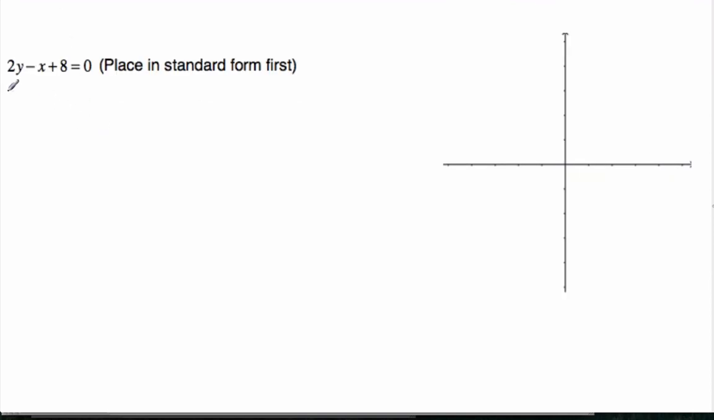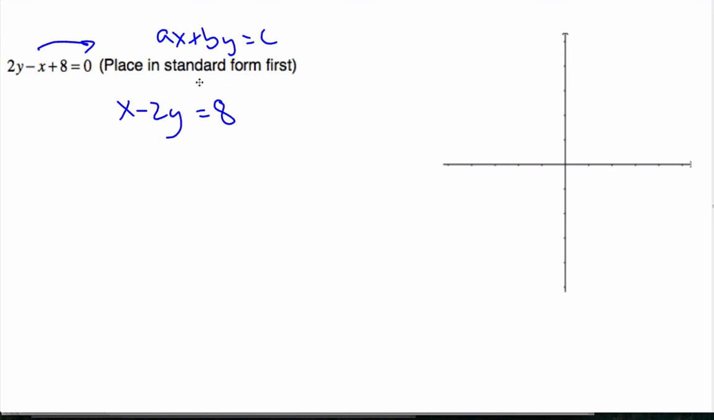Next one, we're going to do this one. It says place in standard form first. Reminder, standard form is ax plus by is equal to c. So we're going to rearrange it. I'm going to bring the x over here so it becomes positive, and minus 2y, bring it over, is equal to 8. Here's standard form. Then I'm going to do the x and y-intercepts.